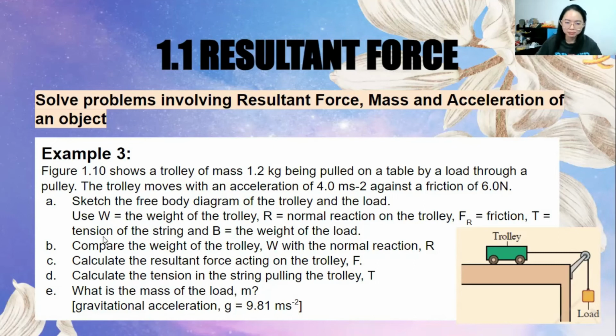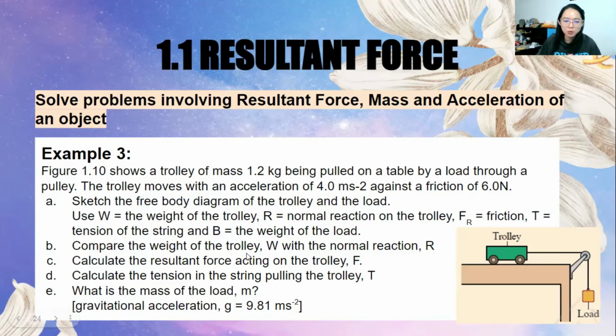Okay, now come back. The trolley moves with an acceleration of 4 meters per second squared. First, you have to sketch the free body diagram of the trolley and the load. Use W as the weight of the trolley, R as the normal reaction of the trolley, FR as friction, T as the tension of the string, and B as the weight of the load. Now I have 1, 2, 3, 4, 5. I have 5 items here. You have to sketch these 5 items.